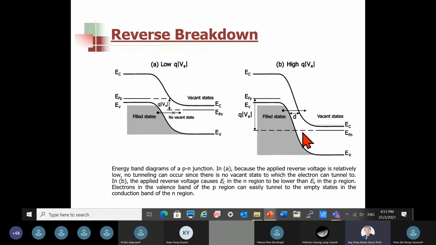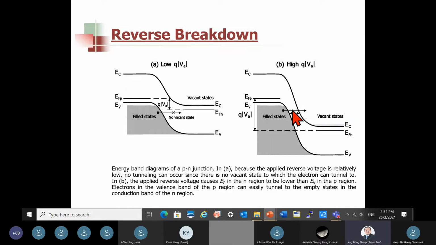Now, if you continue to increase the reverse bias voltage, then the depletion region will get wider and wider. Remember, under reverse bias, the depletion region gets wider. So the width of the tunneling barrier is increasing as a function of reverse bias voltage, and that suppresses further Zener tunneling. However, as you increase the reverse bias voltage, the electric field gets higher and higher. When the electric field exceeds the critical field, then avalanche breakdown will happen.